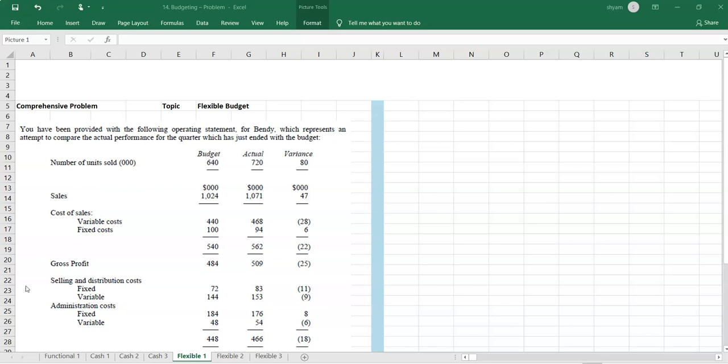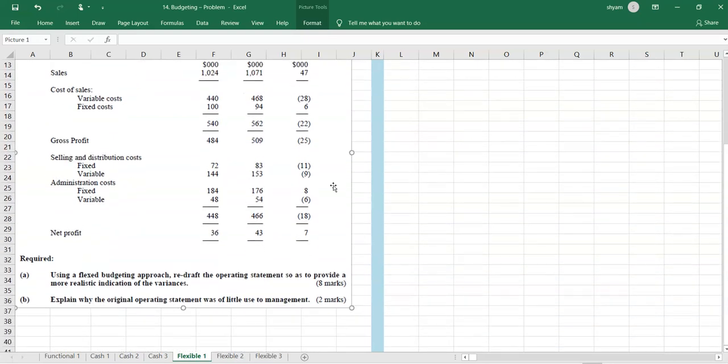So we'll start from this problem. This problem deals with flexible budgeting. We'll read the question required. The required is, using a flexed budgeting approach, redraft the operating statement so as to provide a more realistic indication of variances. Explain why the original operating statement was of little use to the management.